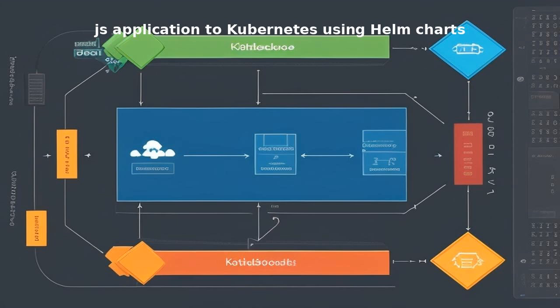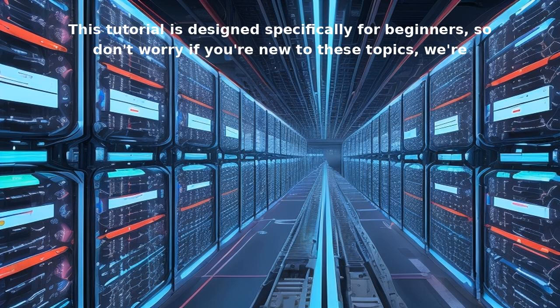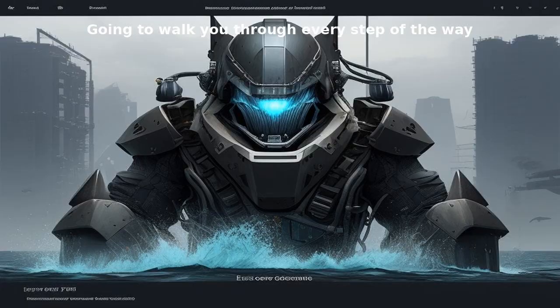Before we get into the nitty-gritty, let's quickly define our key concepts: Kubernetes, Helm charts, and Node.js. Kubernetes is an open-source platform that automates Linux container operations, simplifying the process of building, deploying, and managing applications distributed across clusters of servers. Helm, on the other hand, is a package manager for Kubernetes which streamlines the process of managing and deploying applications. And finally, Node.js is a cross-platform, back-end JavaScript runtime environment that runs on the V8 engine and executes JavaScript code outside a web browser.